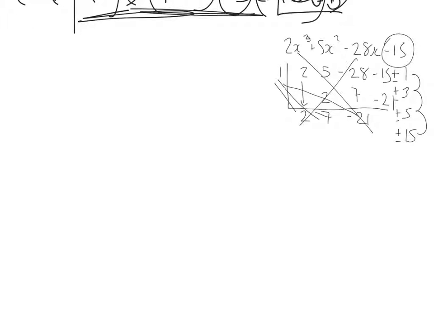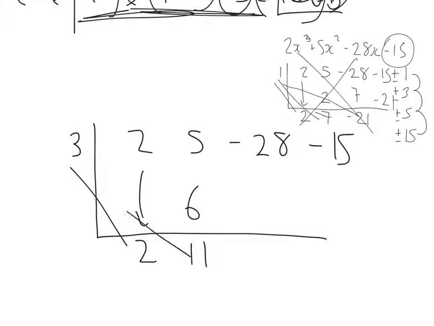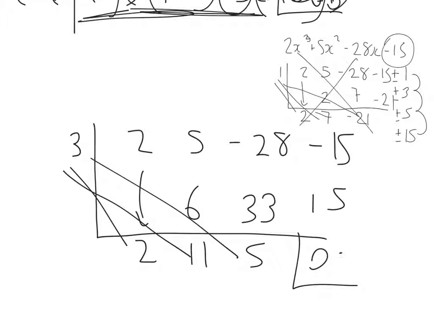So this time let's try 3. So 2, 5, minus 20, minus 15. Drop the 2 down. 2 times 3 is 6. 5 plus 6 is 11, multiplied by 3 is 33, 33 minus 20 is 13, multiply that by 3 is 39. So we can see this time that it did work. So r equals 0, therefore 3 is a factor.